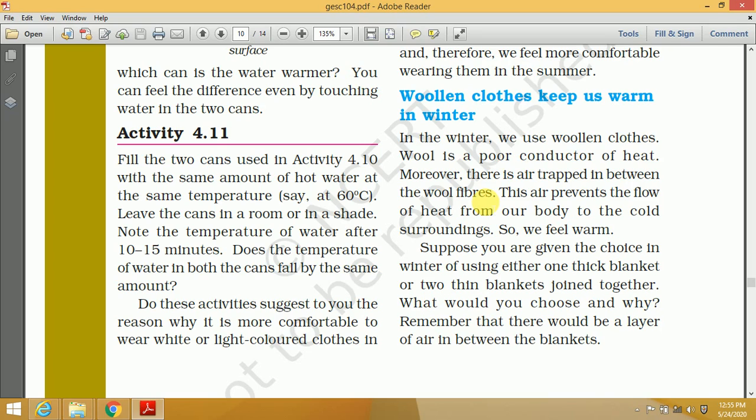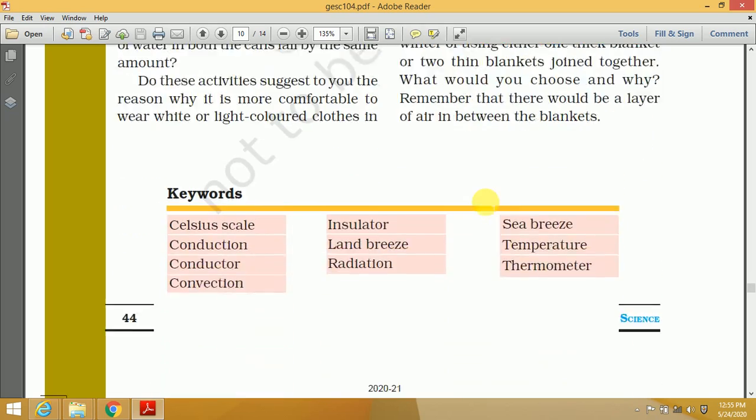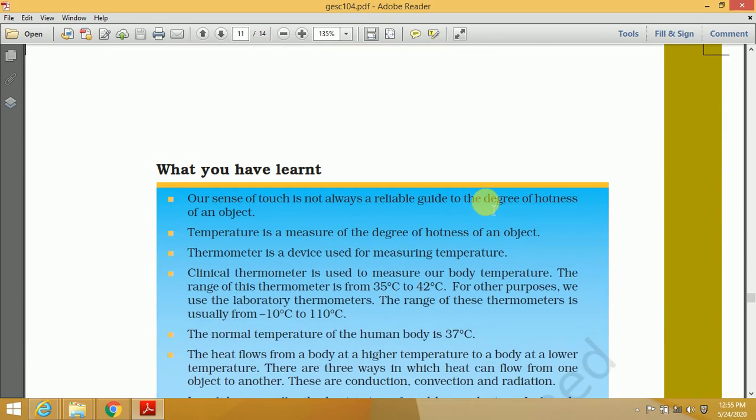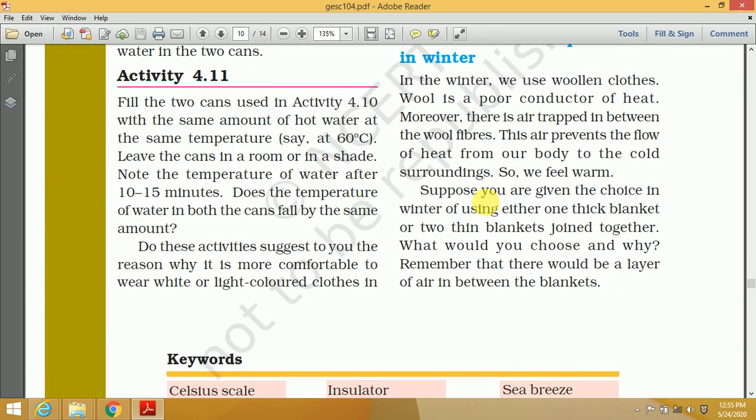So we feel warm. Suppose you are given a choice in winter of using either one thick blanket or two thin blankets joined together. What would you choose and why? Remember that there would be a layer of air between the two blankets. So what would you prefer when you are having a choice?